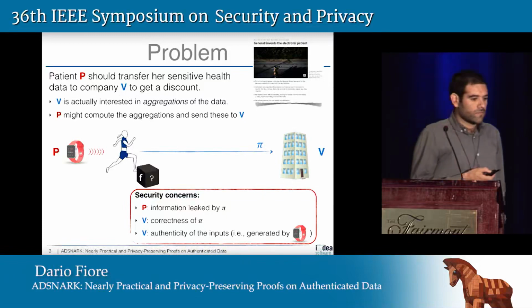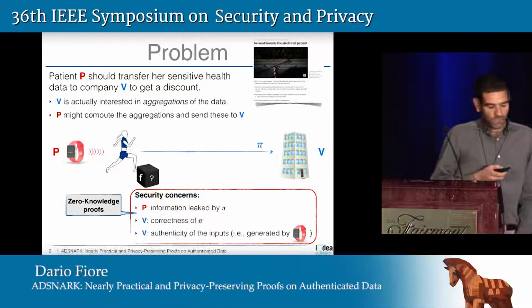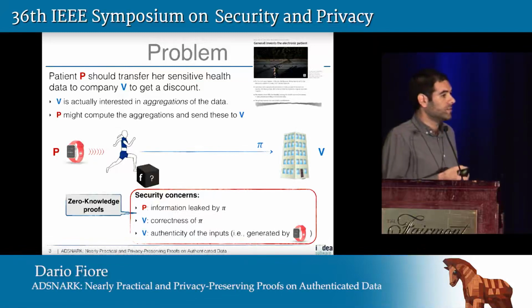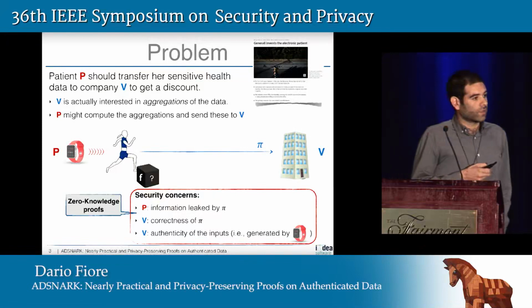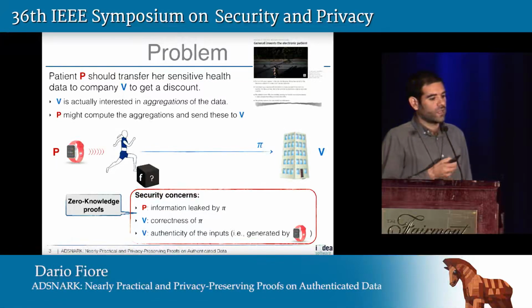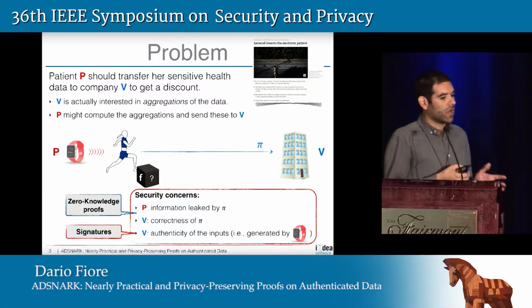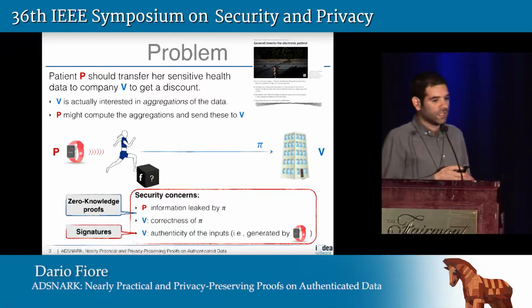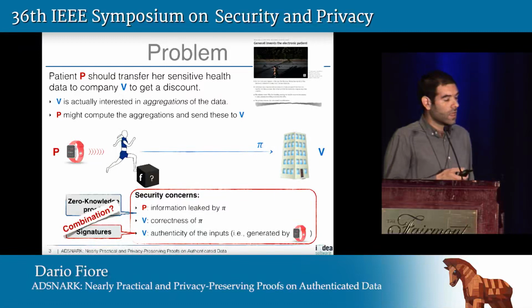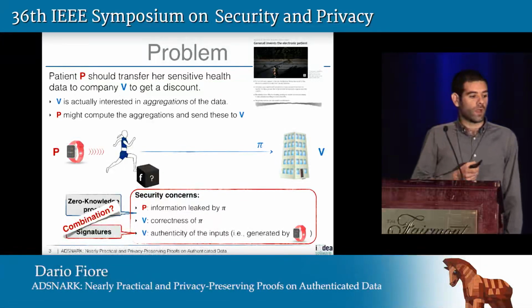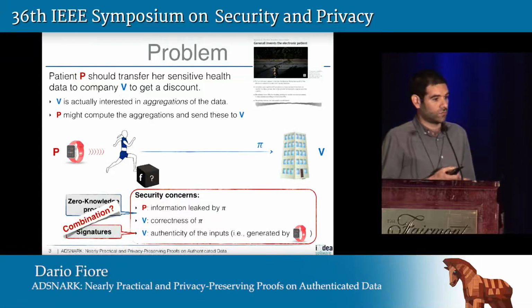If you're familiar with these security concerns, you might already realize that the first two properties are typically addressed by the cryptographic notion of zero-knowledge proofs, whereas if we care about authenticity of data, we know that digital signatures can provide some solution. So what we are studying in this work is basically the combination of these two properties, and in particular to obtain a good combination in an efficient way.